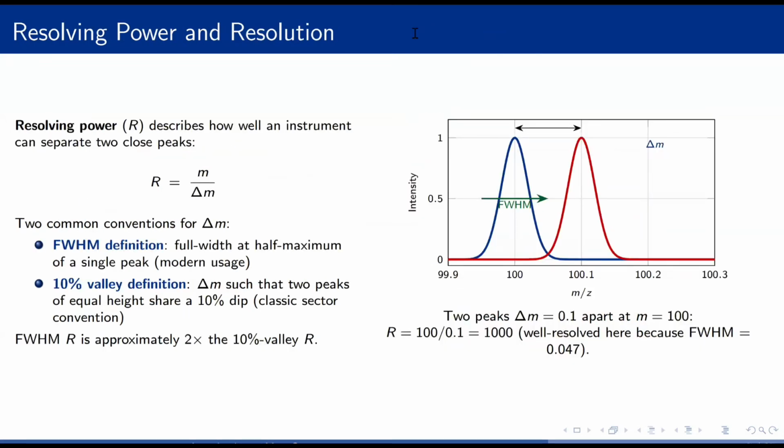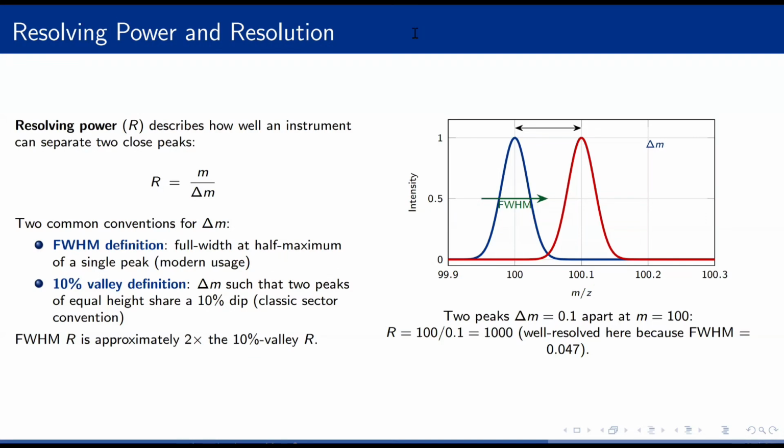Resolving power, usually called R, is the single most important specification of a mass analyzer. It tells you how well the instrument can separate two peaks that are close in mass to charge ratio. The definition is very simple. R equals m divided by delta m. Here m is the mass at which you're measuring, and delta m is the width of a peak at that mass. The width is usually the full width at half the maximum height, abbreviated FWHM.